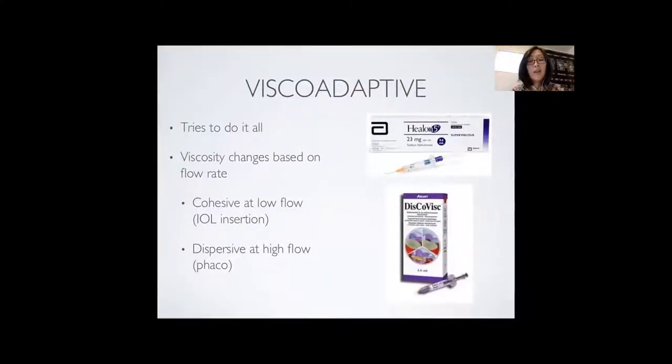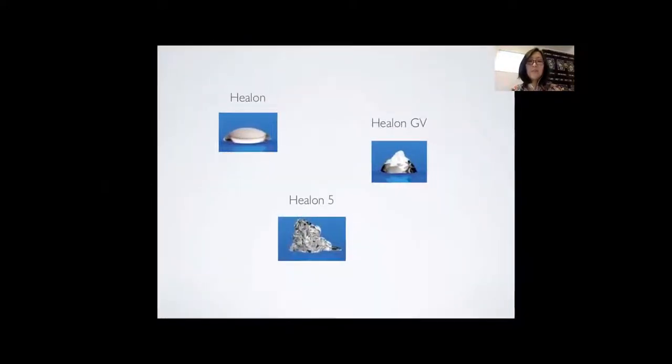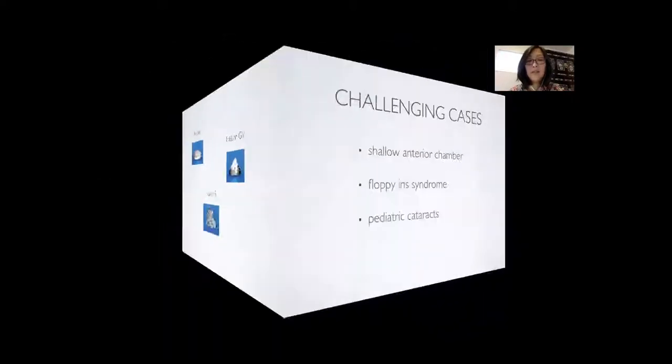There are some variations that try to do both, like Healon5 or DisCoVisc, and these are long, long molecular chains that are very fragile, so they will change their behavior based on shear stress. And you can see here what it looks like outside the eye.